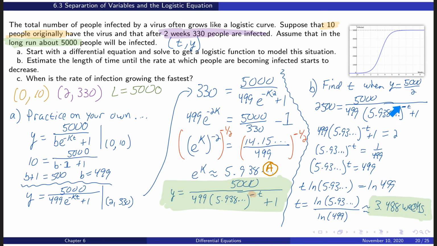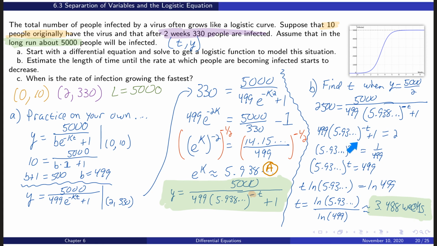So take 5,000 divided by 2,500, you get 2. Move the 1 over, you get 1. Divide by 499, you get 1 over 499. So we have e to the k, which is 5.93..., raised to the negative t is 1 over 499.